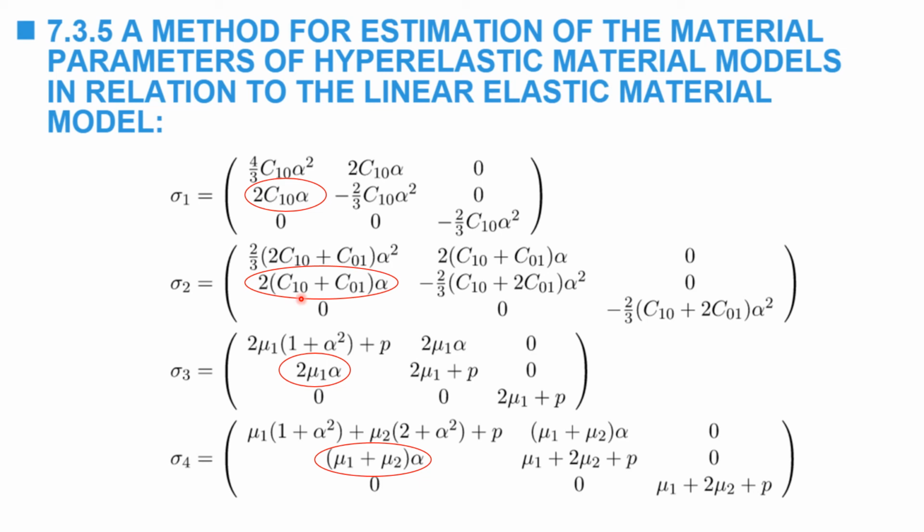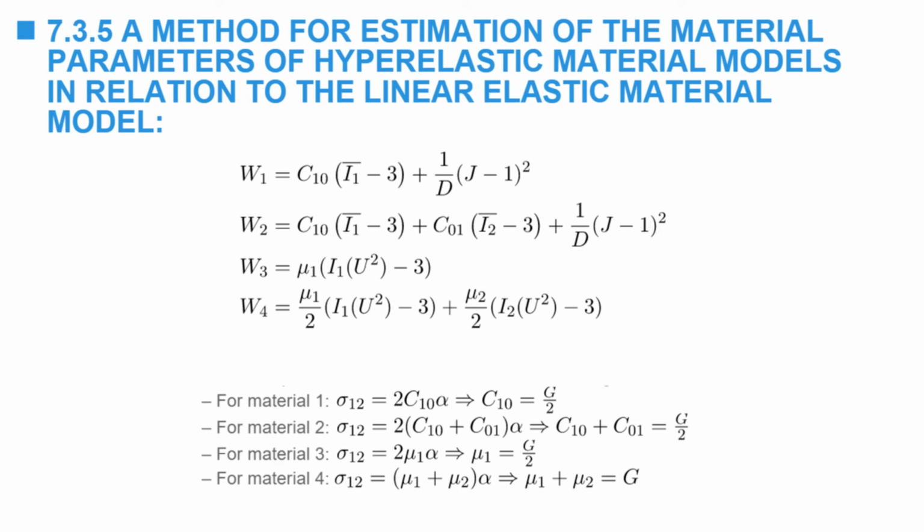I'm going to pick sigma on 2 in all these forms, and then I'm going to set sigma on 2 equal to the value of the shear stress in the linear elastic case, and then I can find this direct relationship between these constants C10, C01, mu1, and mu2, and the shear modulus G. In fact, if you are a user of hyperelastic materials and you read the Abaqus manuals, they actually give you those relationships in the manual so that you can find a good estimation for these constants for your hyperelastic material.